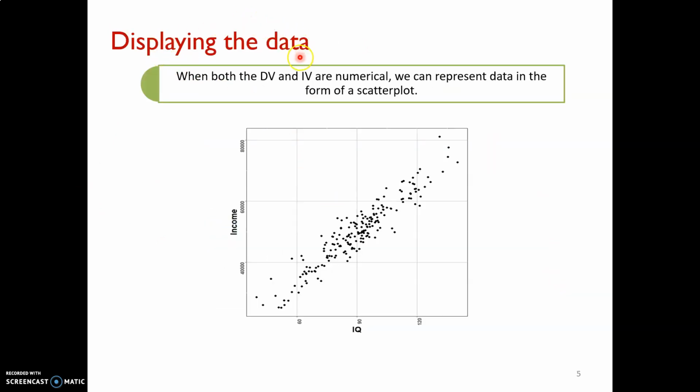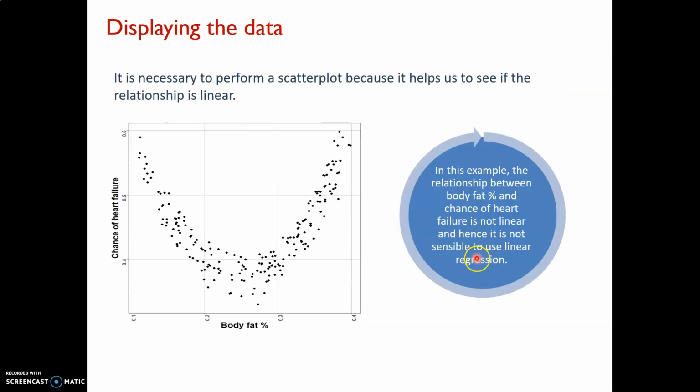Here, displaying the data when both the dependent variable and independent variable are numerical, we can represent the data in the form of a scatter plot. Here the x-axis is the IQ values, the y-axis is the incomes. Here we'll see the data points as dots. It is necessary to perform a scatter plot because it helps us to see if the relationship is linear. So the main use of a scatter plot is to describe the relationship between the two variables.